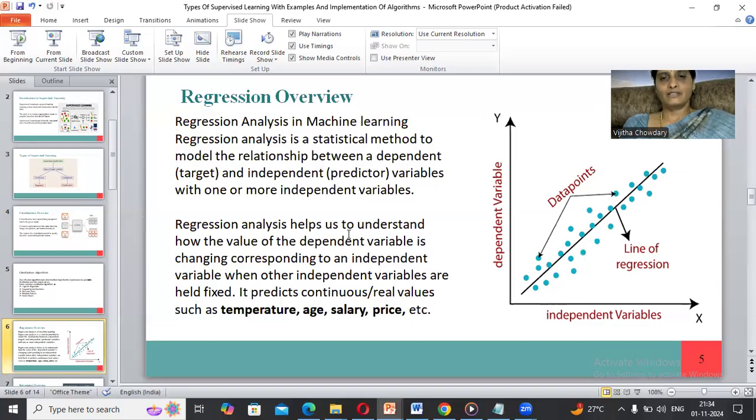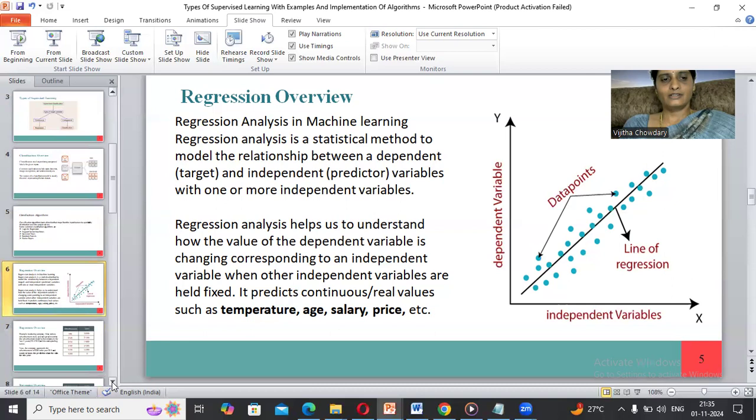Dependent means the target variable, which depends on the other attributes. The independent variables are fixed values, the predictor values. It predicts continuous real values. Examples are temperature, salary, price. In the regression concept, in the line of regression, X represents the independent variable and Y represents the dependent variable. The data points are covered by the line of regression, which indicates the slope of the line. This is linear regression.